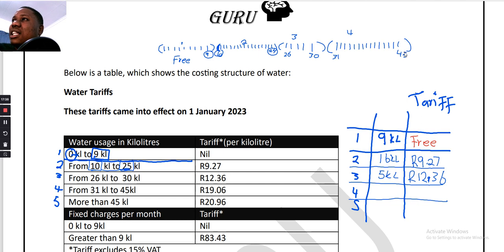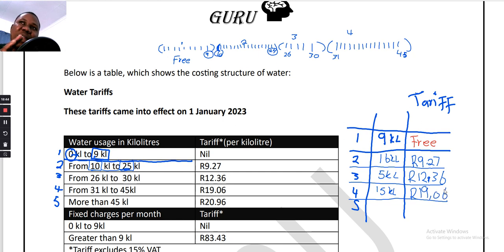So how many kiloliters are between 31 and 45? We count: 1, 2, 3, 4, 5, 6, 7, 8, 9, 10, 11, 12, 13, 14, 15. So they are 15 kiloliters. Let's do it again with the calculator and see. We say 45 minus 31. We get 14. We don't get 15. Why? I remind you, because your calculator is finding the difference between 45 and 31. It is not counting from 31 to 45. So if I'm using the calculator, I say 45 minus 31, it gives me 14, then I add 1, so it gives me the 15 that I want. And then the charge here is 19 rand 6 cents.